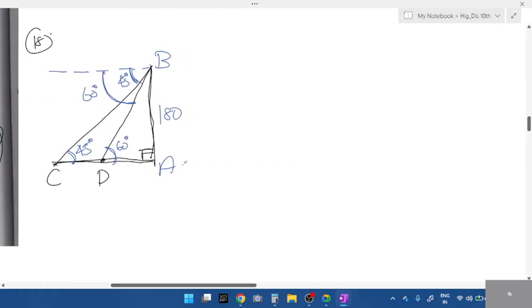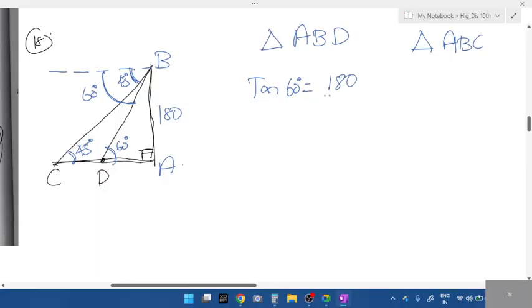How many right angle triangles are given? What's the first right angle triangle? ABD, right? Second triangle, ABC, okay, you can write anything. What's the first triangle's value? Tan 60 is equal to 180 divided by AB.